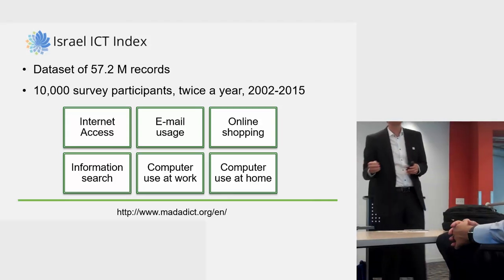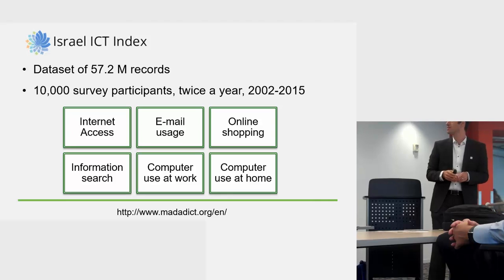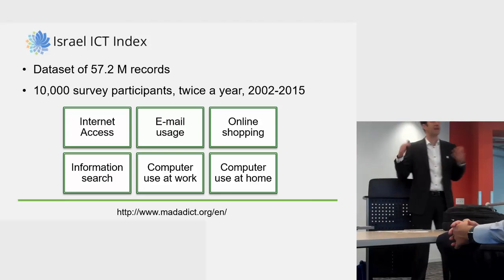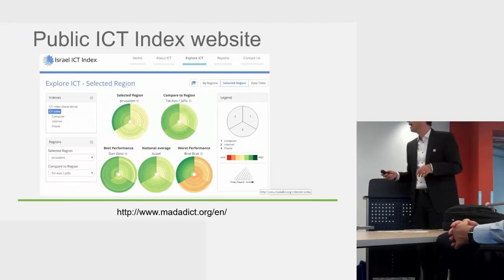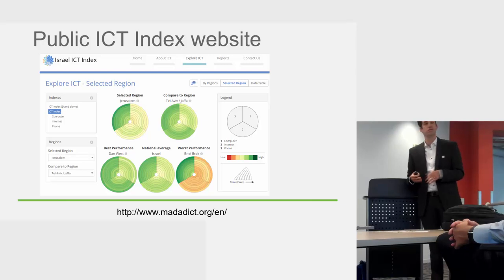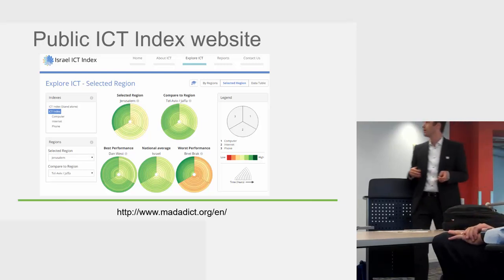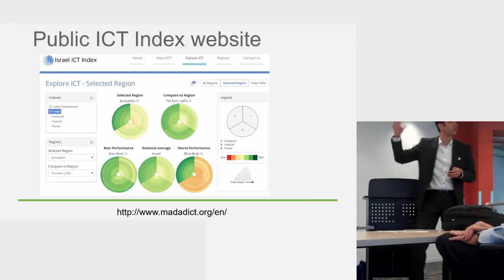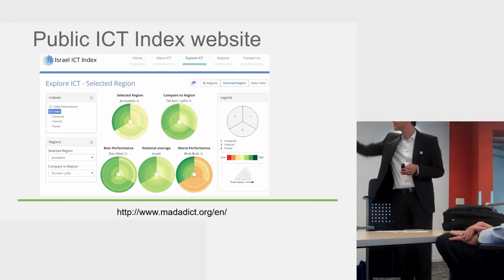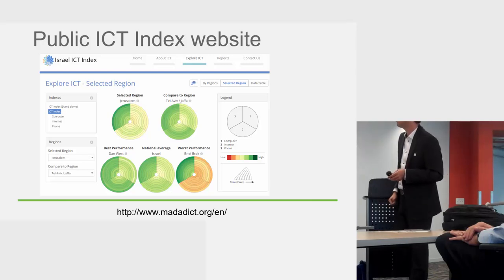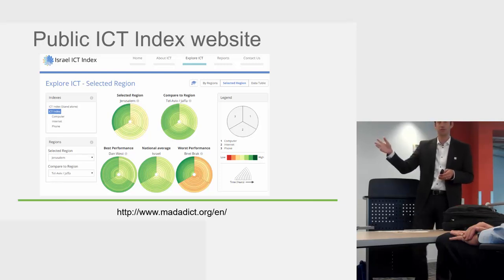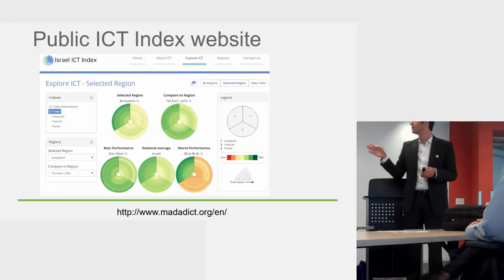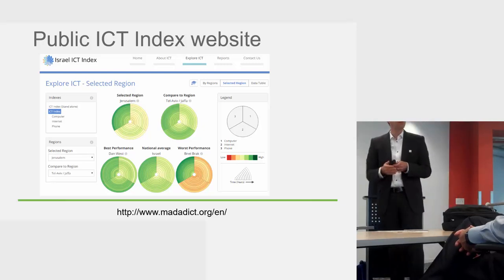So we used TNS data sets of more than 57 million records from 2002 to 2015 about people's behaviors on the internet. And 2 months ago, after 3 years of research by the University of Haifa, headed by Professor Sheizaf Rafaeli, we launched a public website. All data is available for everyone in Hebrew and in English. This is an example of a web page that helps policymakers and decision makers compare their own locality to another locality which is similar to them in terms of usage of computer, internet, and phone.